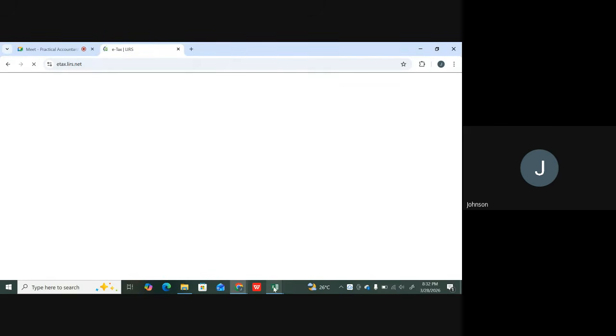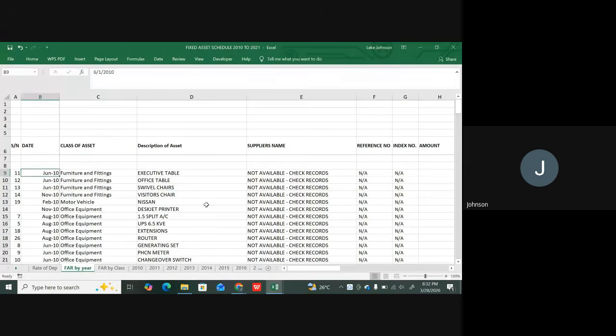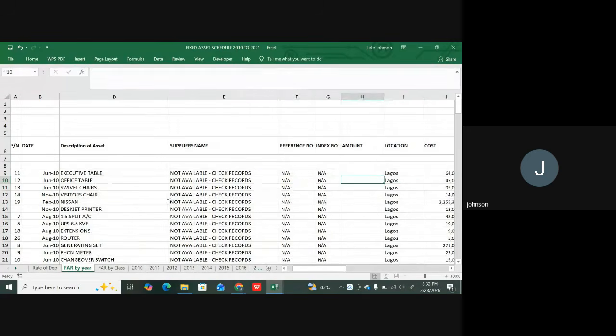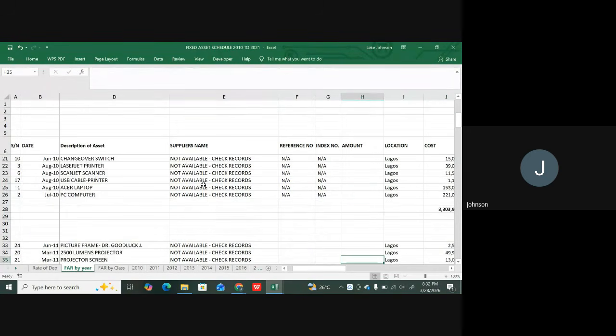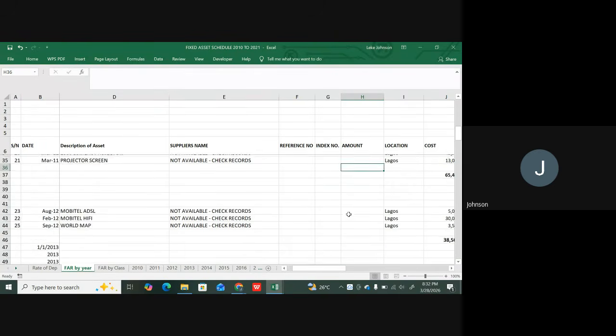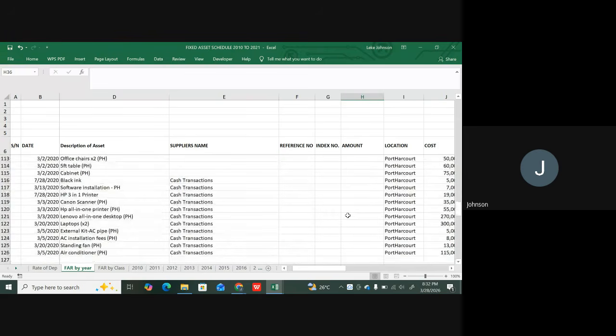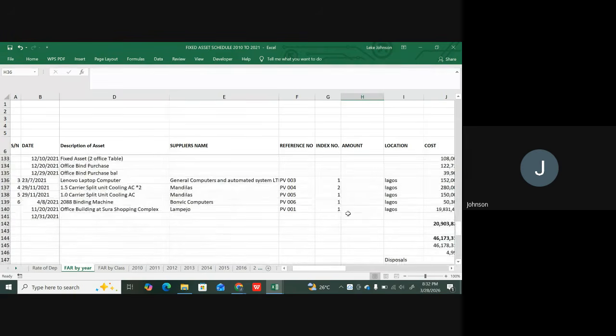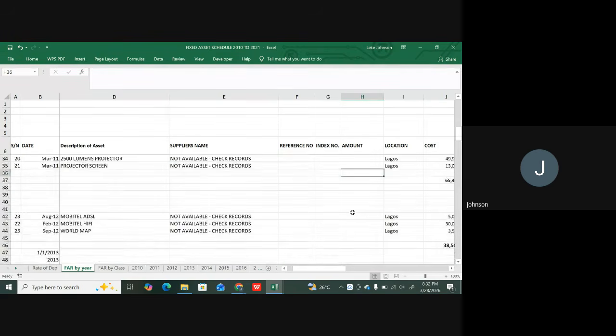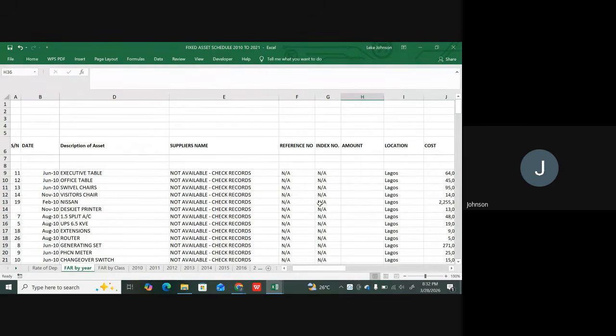Okay. So we now come back to this place. We already have the class of the asset, the description, the supplier's name, the reference number, the index, the amount, the location. So under this amount, let me check to the bottom. So there is nothing under the amount. Fine. Nothing is under the amount. Okay, but we have the location and the how many numbers. How many is it? So here, that is under index.